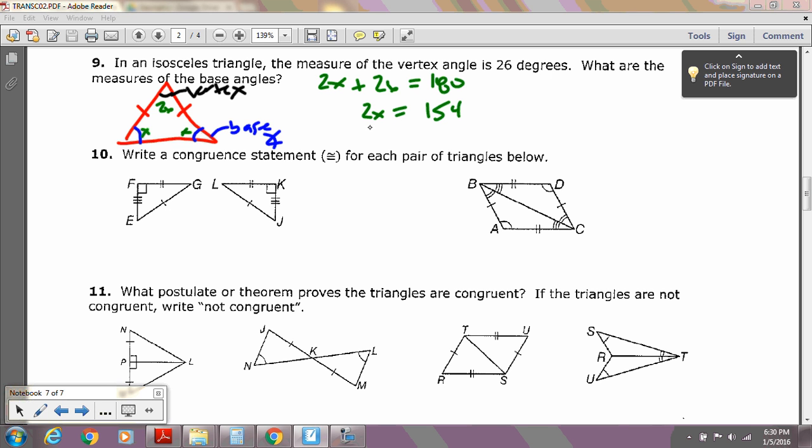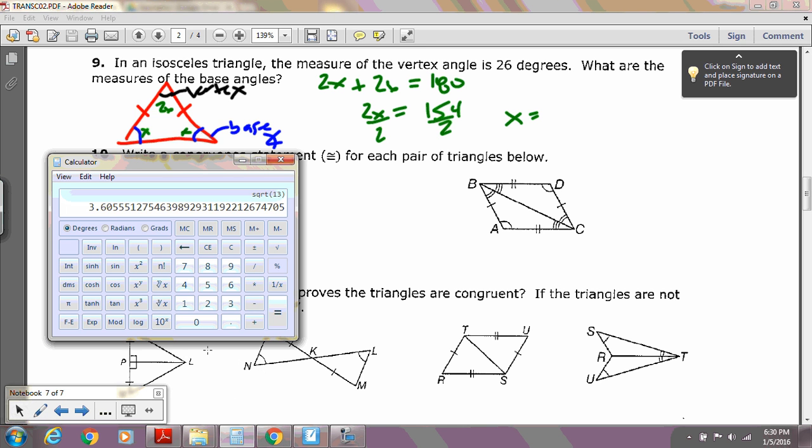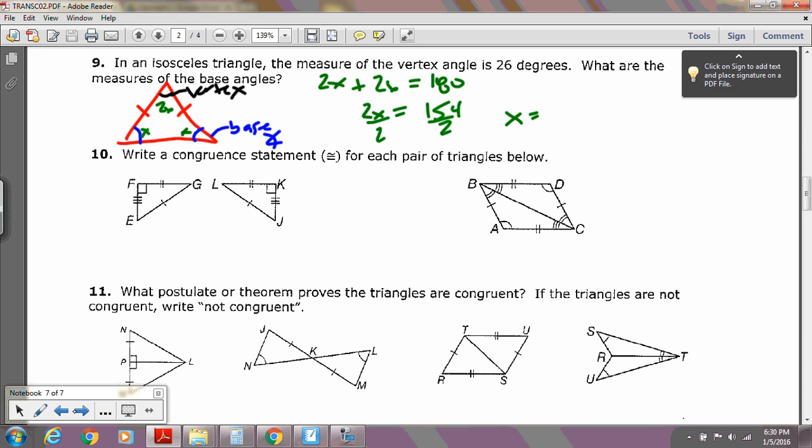Divide both sides by 2, and x would equal 77. So each base angle will measure 77 degrees.